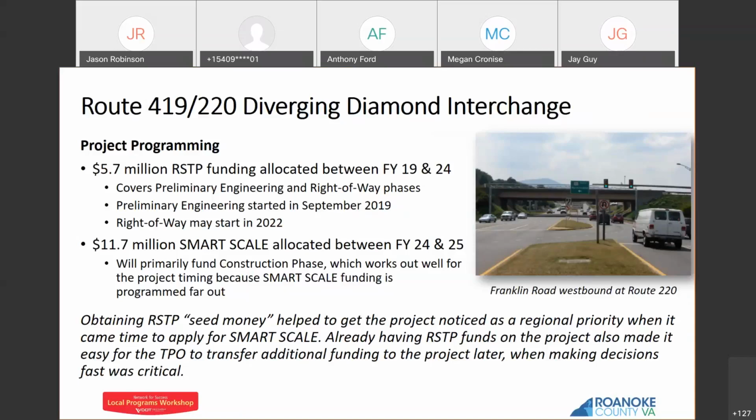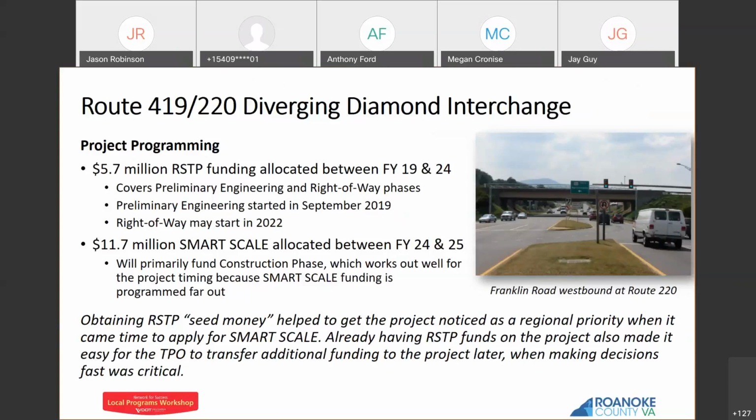Our right-of-way phase may start in 2022. The project is going well so far in the PE phase. We're talking about doing a public hearing next year. So $11.7 million in Smart Scale funding was allocated between FY24 and 25, which is typical for Smart Scale when the funding is 6 years or so out. This funding will primarily fund the construction phase, which works out really well because the Smart Scale funding is programmed that far out. So by the time we're done with PE and right of way, we'll be ready to use that construction funding to get the project underway.